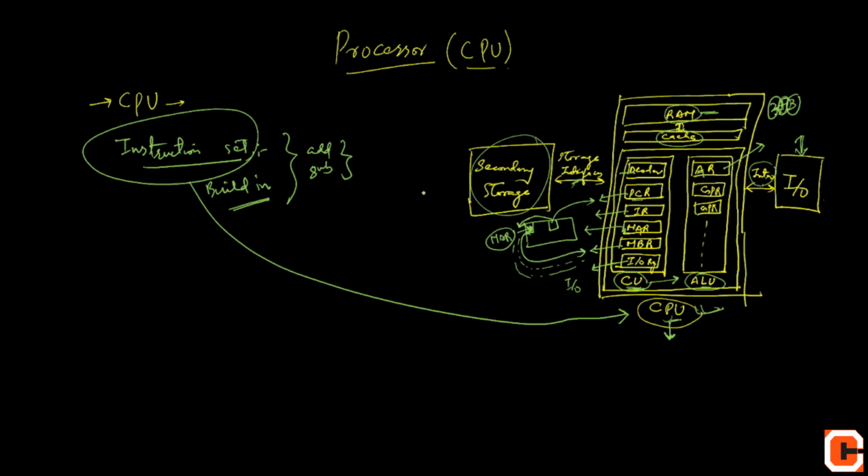The list of instructions supported by the CPU in its instruction set forms the basis for designing the machine language for the CPU. Since each processor has a unique instruction set, machine language programs written for one computer will generally not run on another computer with a different CPU.